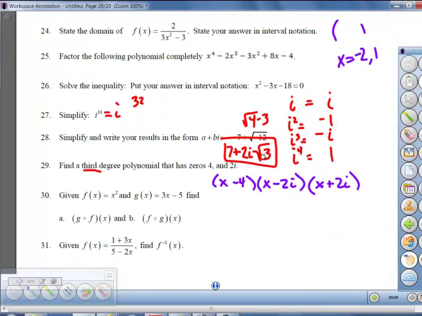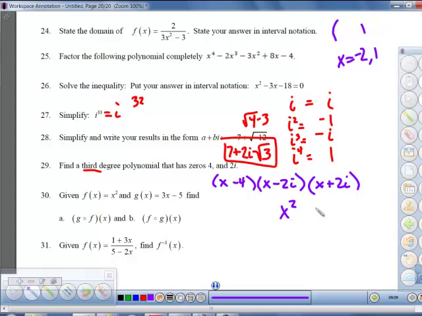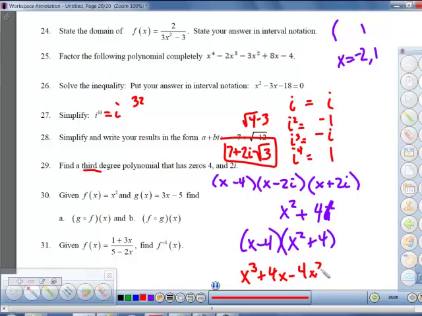So basically from this point, we just have to multiply. Now I know a shortcut whenever I'm multiplying two conjugates. Square the first, square the last, and then subtract them. Now i squared is negative, so 4 times negative 1 becomes a positive, and so this is going to be x squared plus 4, and then I multiply it times x minus 4. Now I'm just going to use FOIL. Okay, so that's x cubed plus 4x minus 4x squared minus 16. So cleaning it up, that would be the answer for 29.